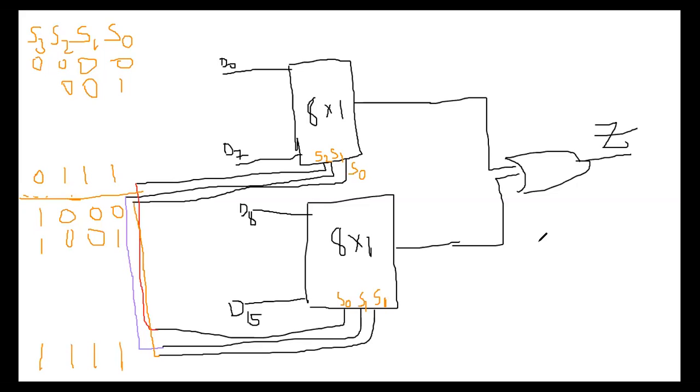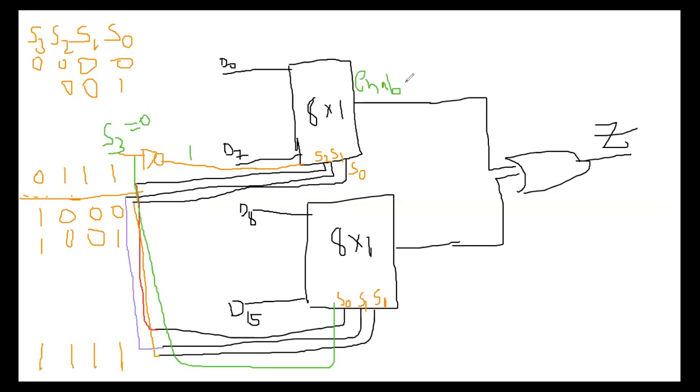Following this, I am connecting S3 through an inverter as the enable input of the first multiplexer, and S3 directly as the enable input here. So this is S3. When S3 is equal to 0, with this inverter we get a 1, so it is enabled.